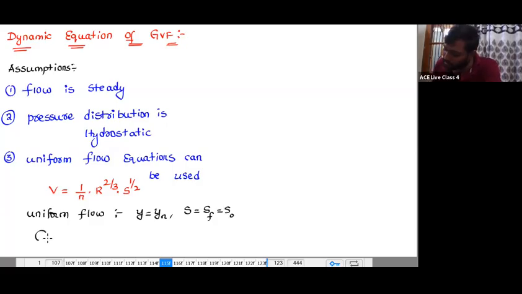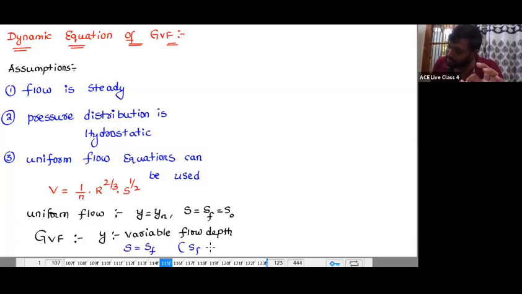But now we are discussing gradually varied flow. In the case of gradually varied flow, what is Y? Y is not a constant; this is a variable flow depth. And what is S? Here S is going to be SF only, and SF is not equal to S naught. If I say uniform flow in this equation, I keep SF equal to S naught, and then Y becomes Yn. Keep that in your mind.